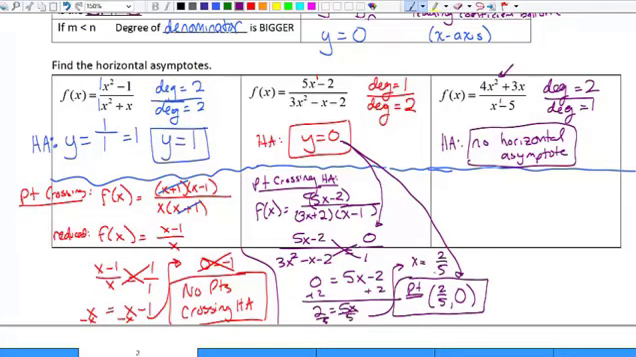Okay, on this last problem, there is no horizontal asymptote, so therefore there can be no point crossing the horizontal asymptote because, well, there isn't a horizontal asymptote, so therefore you can't have a point crossing it.